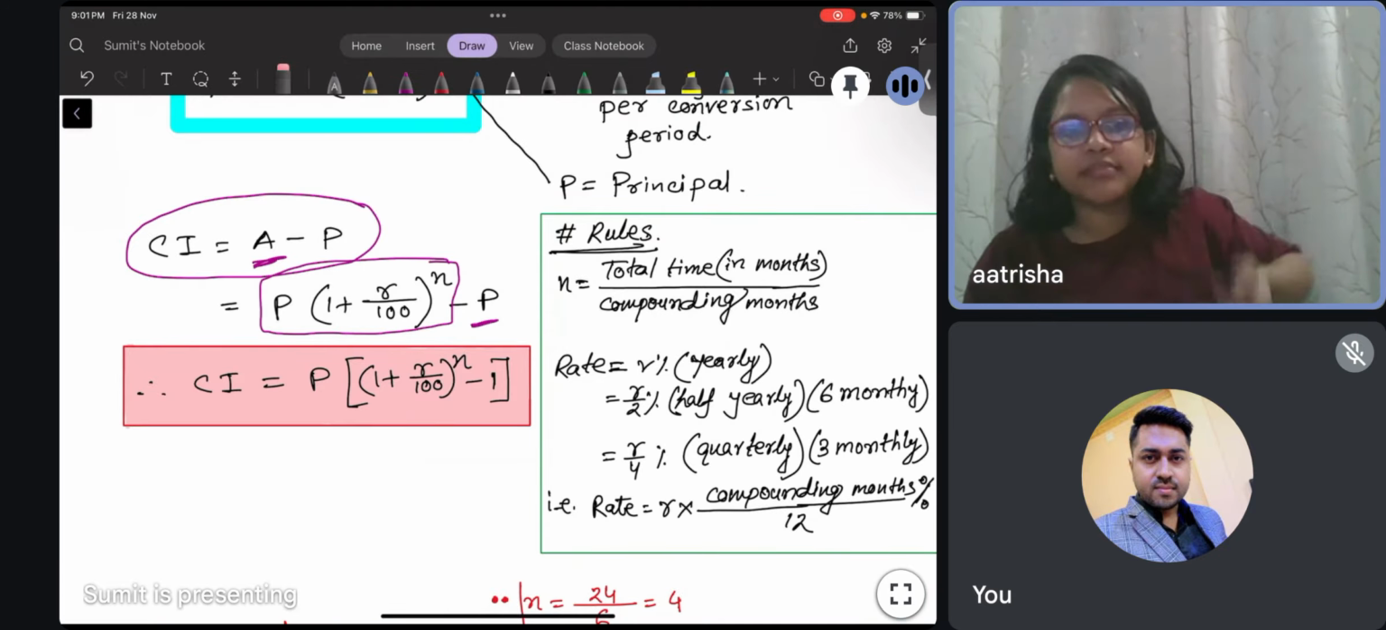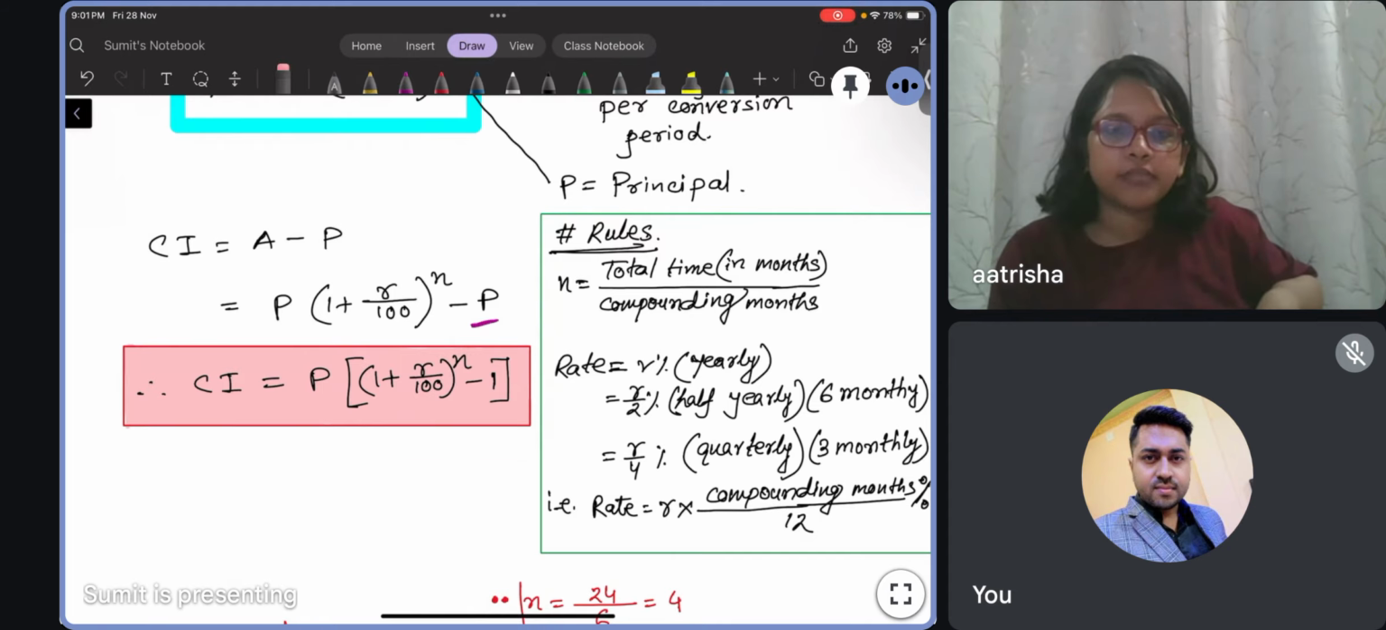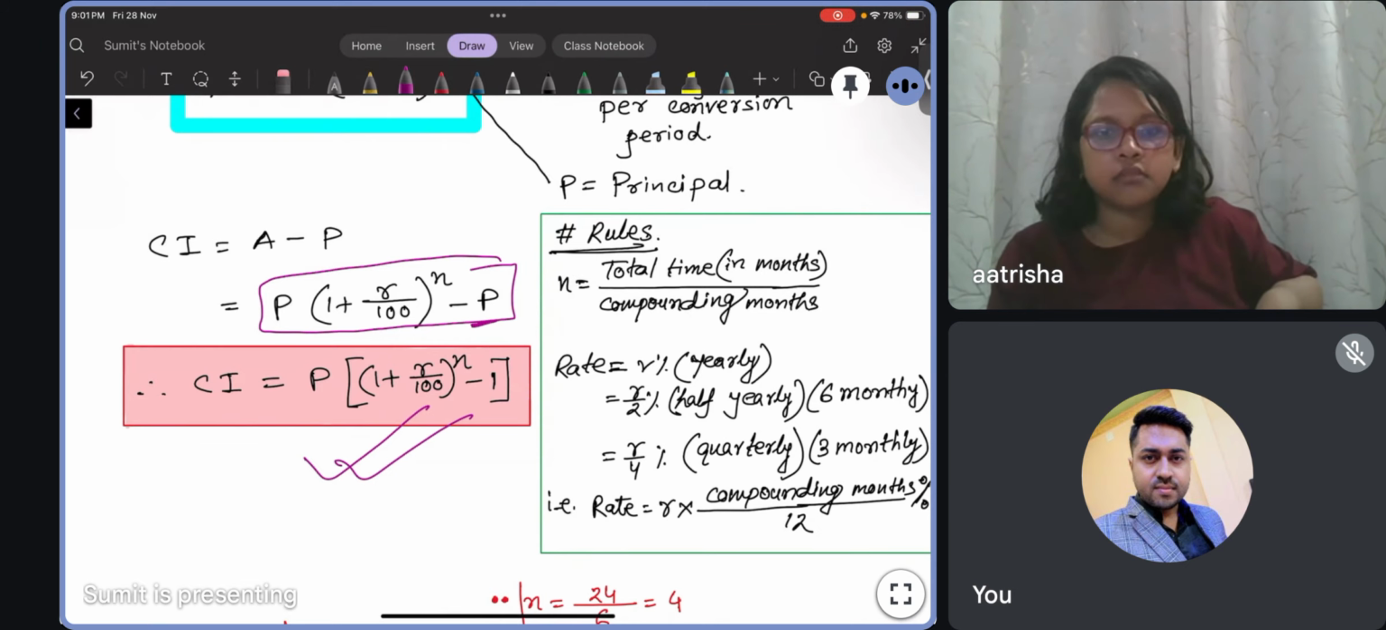So directly, if you want to find the formula for CI, we just take principal P common from this, and then we will get the formula of CI as P into, within the bracket, (1 plus R by 100) whole to the power n, minus 1. The meaning of everything will remain the same. N is the number of conversion periods. Everything will be the same. This is the formula. Okay.